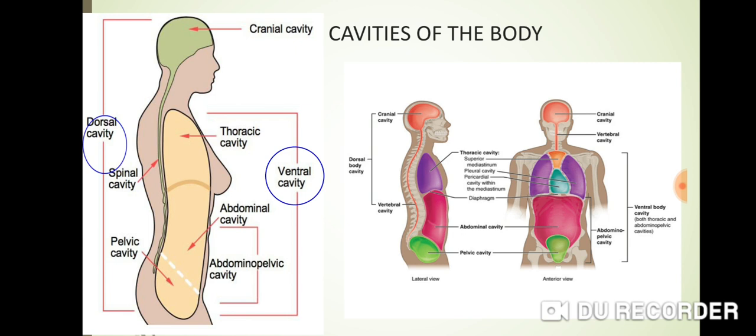So there are several cavities of the body, which can be divided into the ventral and the dorsal cavity. The ventral body cavity contains all the organs within the thoracic and the abdominopelvic cavities. The thoracic cavity includes all the space in the ventral body cavity above the diaphragm, while the abdominopelvic cavity includes all the space below the diaphragm. The dorsal cavity, on the other hand, contains the spinal cavity and the cranial cavity.